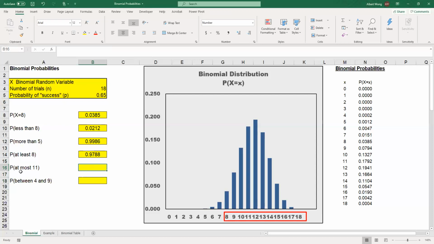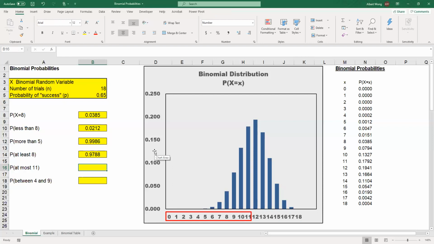Now, the next one is at most 11. At most 11 means from 0 to 11, right? But no more than 11. So 0 to 11, but no more than 11. So how do we do that? Well, in this case, it's really straightforward. All you have to do is the cumulative probability from 0 to 11, right?